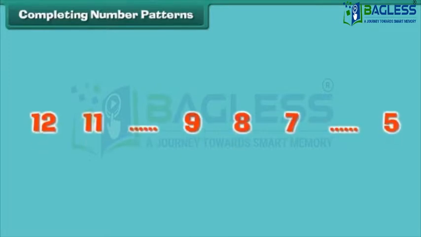Completing number patterns. Look at this number pattern. There are 2 numbers missing in the pattern. We can fill them if we understand how the pattern has been created. It is clear that in this pattern, numbers decrease by one at a time. We can find the missing numbers with the help of reverse counting.